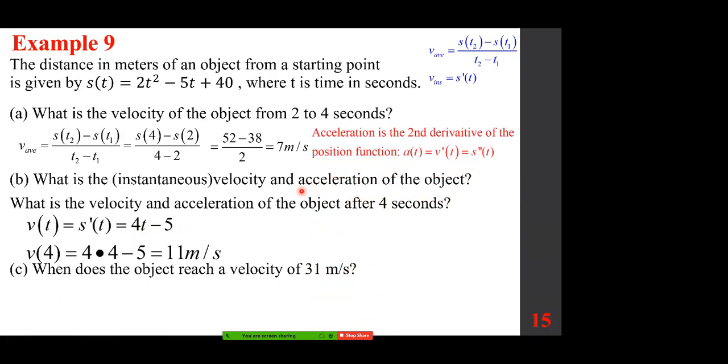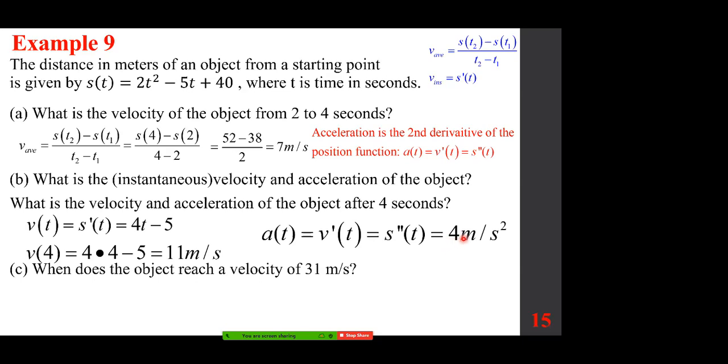So if I take the derivative again, I end up with 4. And it so happened that it is independent of t. If it had a t, I would have to plug in 4, but it doesn't have one. That means it's always constant 4.